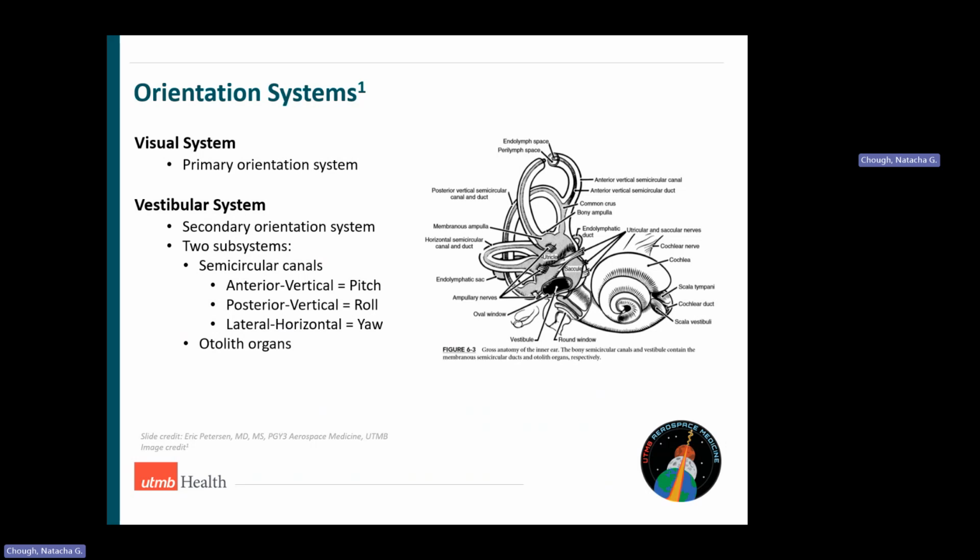The vestibular system has 2 parts, the semicircular canals and the otoliths. There are 3 semicircular canals, each of which corresponds to an axis of motion in flight. The canals are depicted in the image on the right of the slide. The anterior vertical canal corresponds to pitch, the posterior vertical canal corresponds to roll, and the lateral horizontal canal corresponds to yaw. The semicircular canals provide information to the brain about angular motion. They act like angular accelerometers. The otoliths, on the other hand, act like linear accelerometers, providing proprioception for tilt and linear motion of the head.